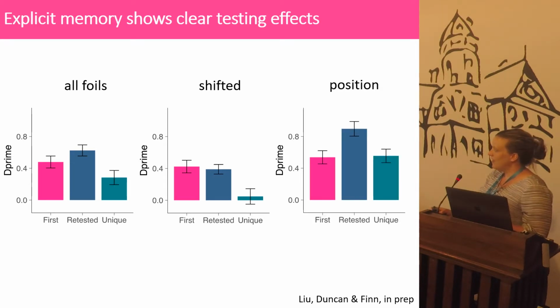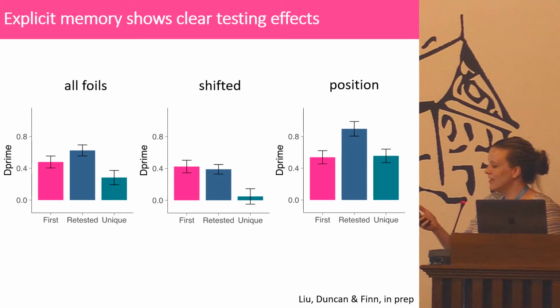And then in the position matched foils, what we see again is this testing effect. Retested information is better than uniquely tested information during the delay, which is quite different from our shifted information, right? So these position foils, I think of them as amazing foils because they distinguish the word information nicely from the non-word information, or you can think about them as having no signal that basically fools the learner into thinking it's word-like.